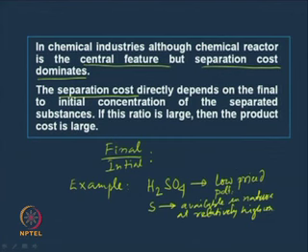Whereas, if we consider uranium, this is a costly material because the uranium available in nature is in relatively low concentrations. So, in case of uranium, the final to initial ratio is large. So, the separation cost for uranium is large.